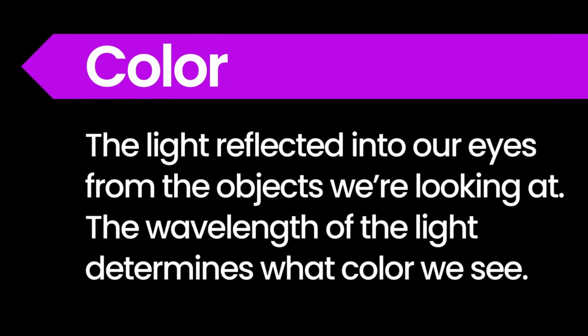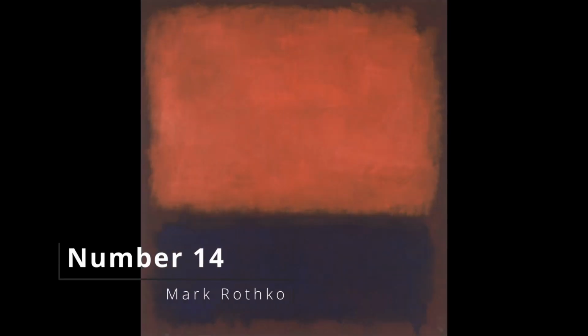Color is the light reflected into our eyes from the objects we're looking at. The wavelength of the light determines what color we see. It's how we see things. All the things. Okay, so a 2D example of a piece that uses good color is Mark Rothko, his piece number 14.